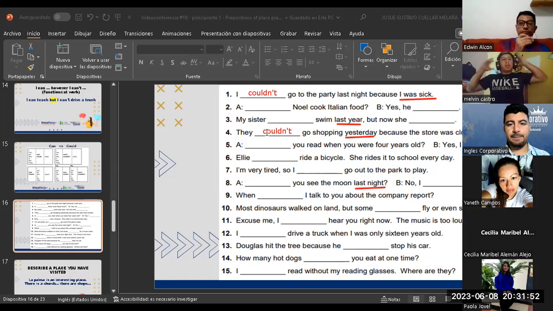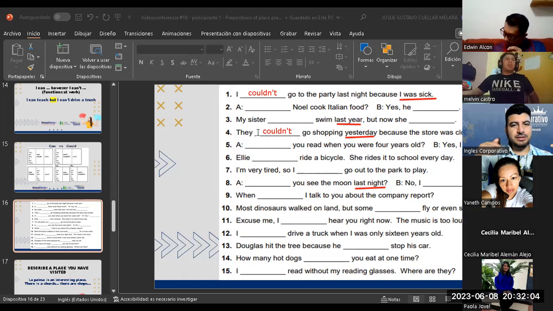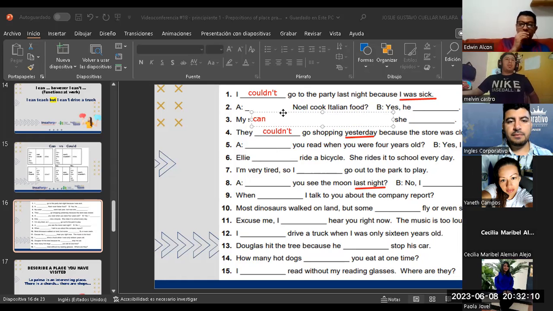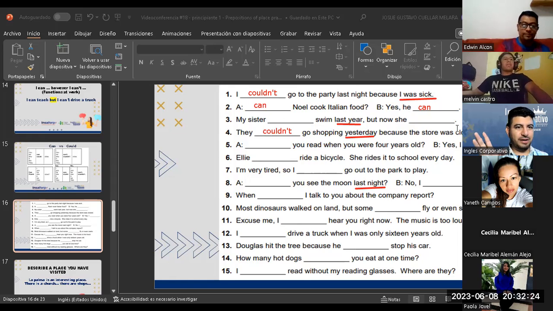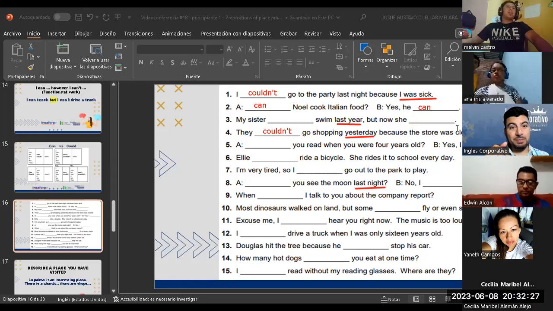Number two. Could Noel cook Italian food? Yes, he could. Okay, but that's in the past. But now we can say in the present. In the present we use? Can. Can Noel cook Italian food? Yes, he can. It depends on the time. Yes, exacto. Okay. Algunas que están subrayadas, hay otras que no subrayadas, pero las que están subrayadas, algunas llevan could. Las que no están en presente, ¿verdad? Y utilizan can, pero hay que revisar, okay? Thank you, Edwin, but good, well done.